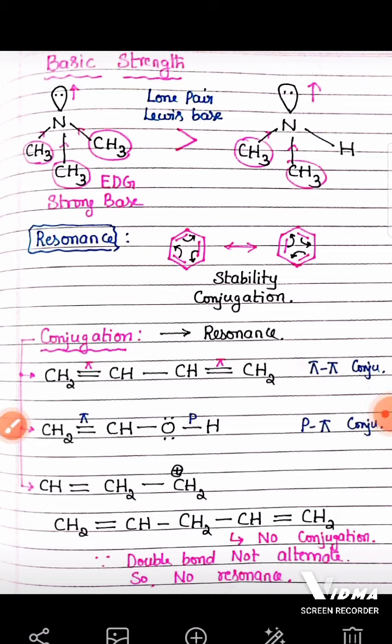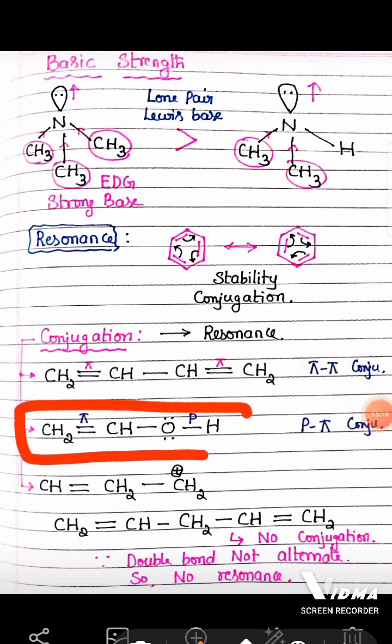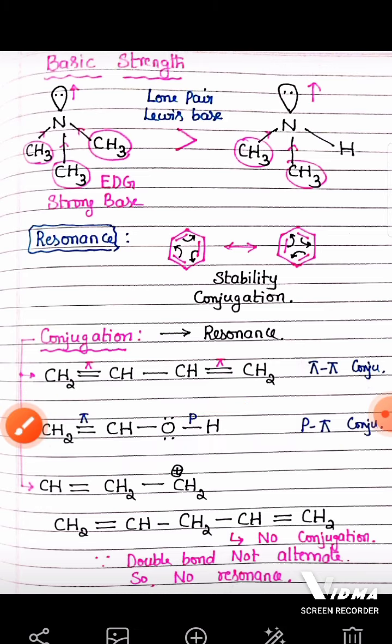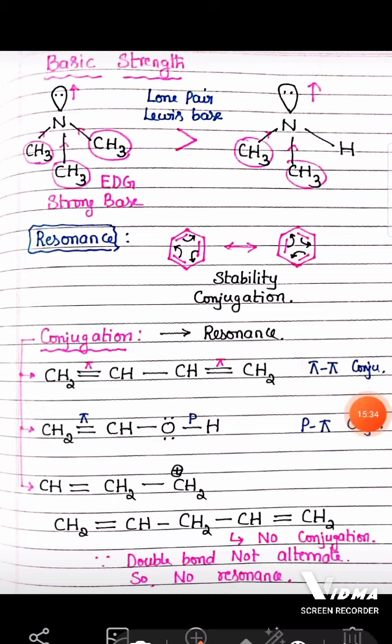Now, three types of conjugation we can find, conjugation responsible for resonance. One is pi conjugation. Here you can find alternate double bond and single bond, like in benzene. In this compound also we can find the alternate double bond, so that is considered pi conjugation. Whereas in this case we can find alternate pi bond and lone pair of electrons, so that's why it is considered p pi conjugation, lone pair of electrons in the p orbital. In another type of conjugation we can find a double bond, and adjacent to that there will be a carbocation. So these are the three types of conjugation.